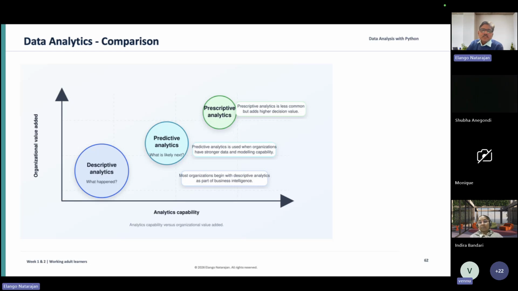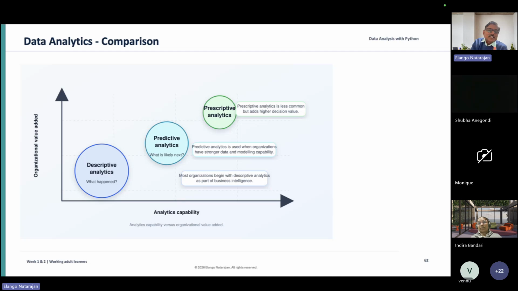It's not all related to Python coding. So that's why what me and Indra decided to teach you is to restrict ourselves to descriptive analysis this session. After this session, once you are familiar with this, you can move to the predictive model. That will be the following, maybe after a few months.